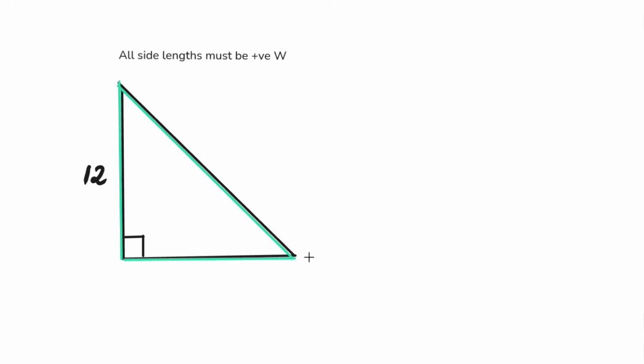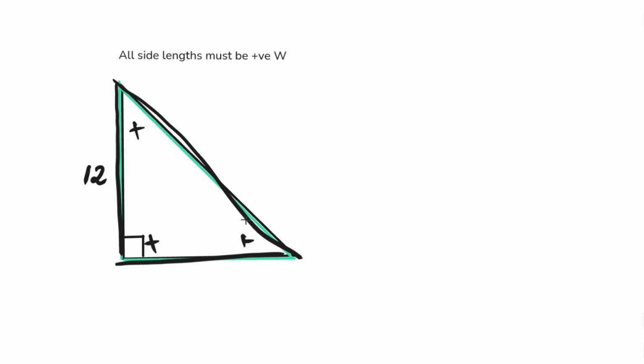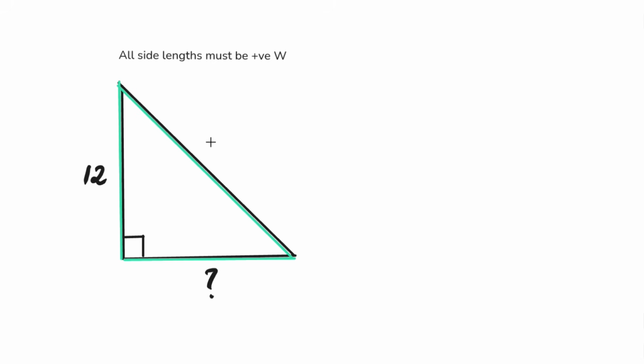Now, before we start calculating, let's think about something important. The perimeter of any closed figure is simply the sum of all its sides. So, in this triangle, the perimeter would be the first side plus the second side plus the third side. However, only one side is given. The base is unknown, and the hypotenuse is also unknown.